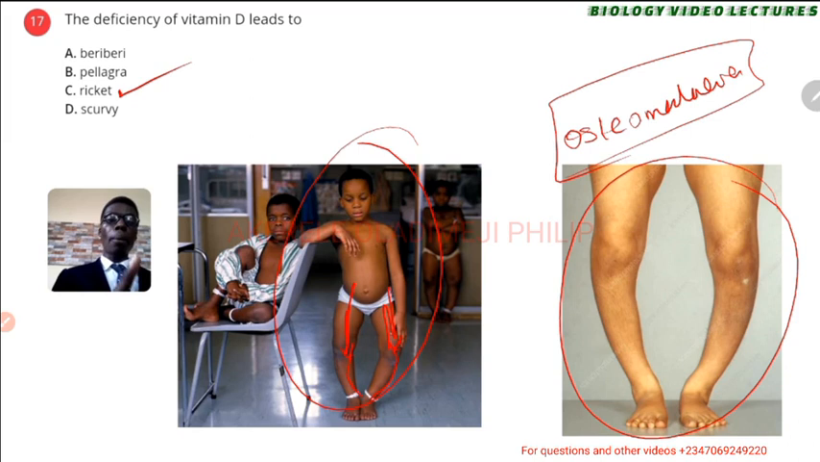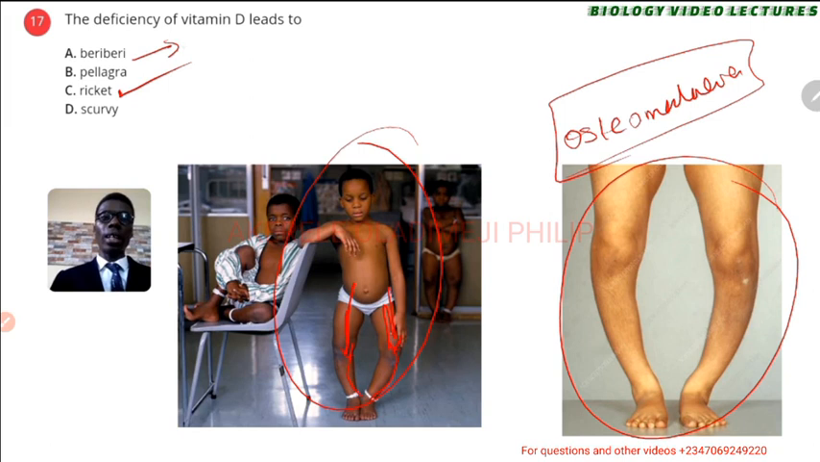Let me take that again. Calcium will be absorbed into the bloodstream based on the presence of vitamin D. If there is no vitamin D, calcium will not be absorbed, and that will lead to softening of bone and all of that. So the two of them affect bone formation, and can directly or indirectly lead to rickets or osteomalacia. I mean, vitamin D and calcium. All right. Now, let me quickly talk about deficiency that will lead to beriberi.